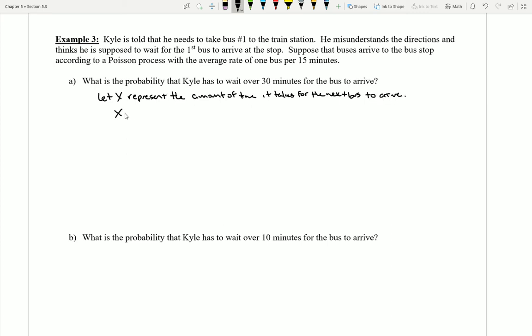Okay, so I know here that x has an exponential distribution. And I can see that in the problem, I'm told that lambda is going to be equal to 1 bus every 15 minutes. So lambda here is 1, and this is bus per 15 minutes. So my lambda's 1 if my time interval is 15 minutes. But the question is, what is the probability I'm going to have to wait over 30 minutes?